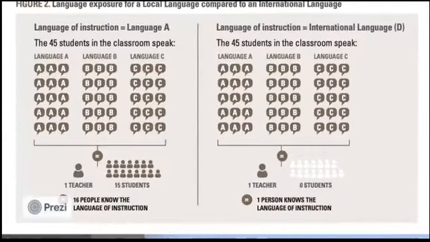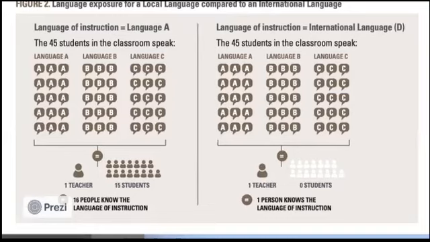This figure shows a classroom where the children come from 3 language backgrounds. 15 children each speak language A, B, or C. If language A was the language of instruction, it would equal 16 people, 15 students and 1 teacher, who know the language of instruction. The 15 language A students could be language models for the 30 students who don't.